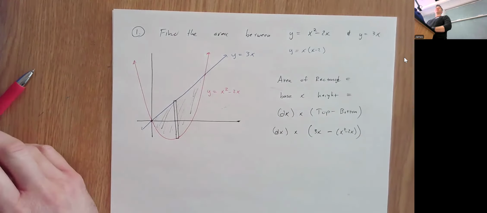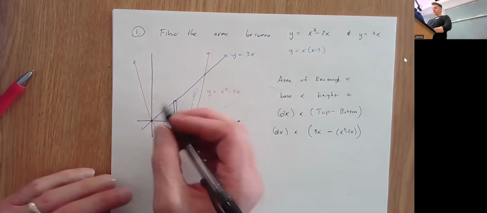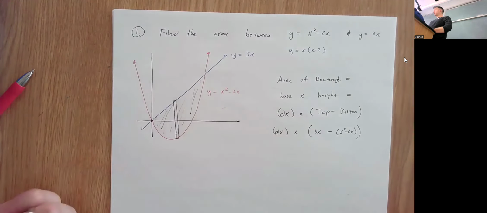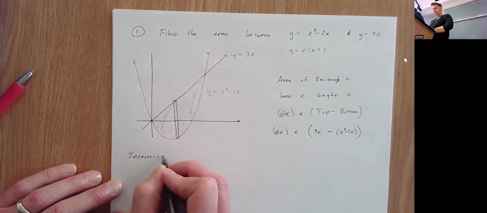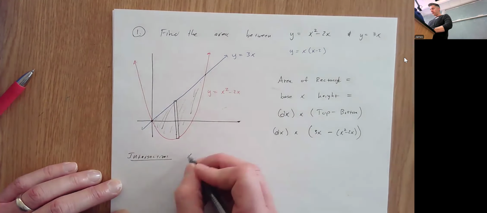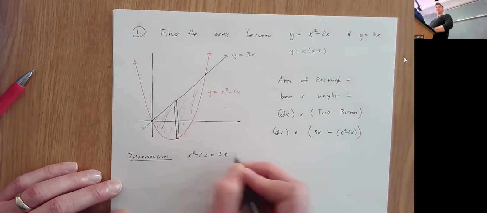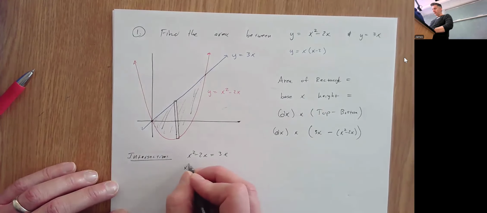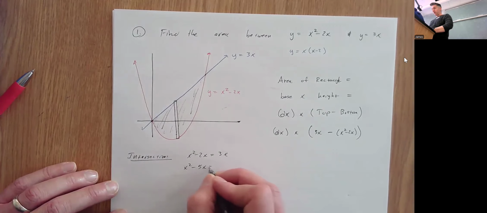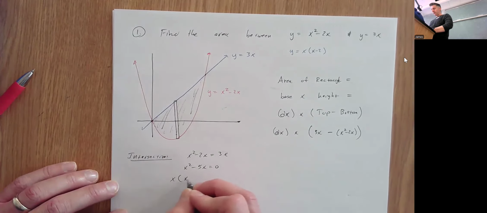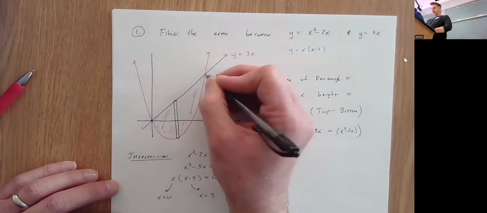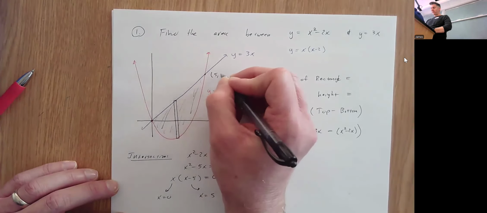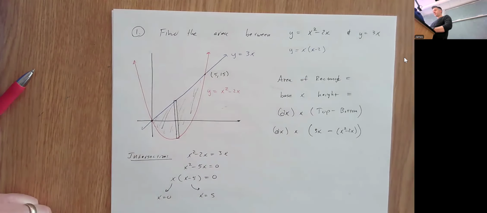But to be able to do that, we have to know what the limits of integration are. So to be able to do that, we're going to find where these two graphs intersect each other. So to find the point of intersection, we're just going to set x squared minus 2x equal to 3x. Bring everything to one side. You get x squared minus 2x minus 3x, which is x squared minus 5x, equal to 0. Factor out an x. You're left with x times (x minus 5) equal to 0. So we get either x equal to 0, no surprise, or x equal to 5. And if x is 5, not that you need to know this for this one, but the y coordinate would be 15. That's your point of intersection there.